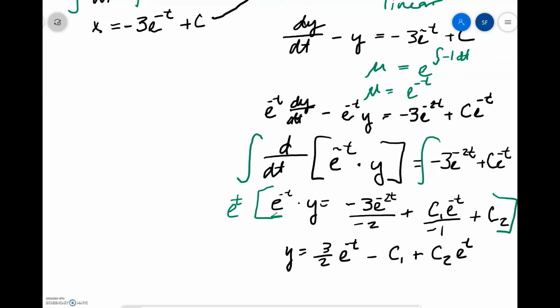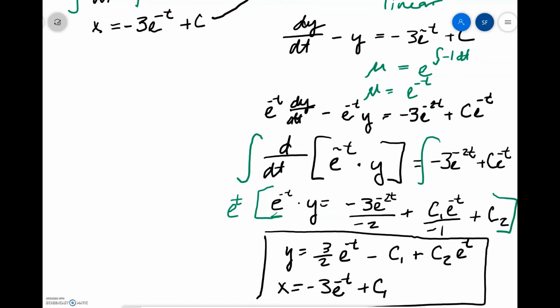And so my system answer, from above, with this being c1: y is 3/2 e to the negative t minus c1 plus c2 e to the positive t, and x in this case is negative 3 e to the negative t plus c1.